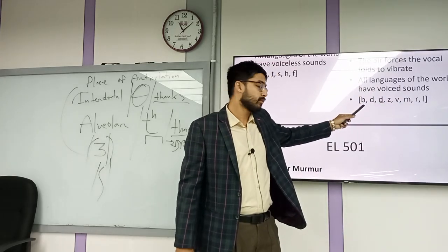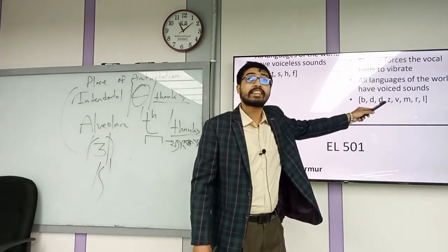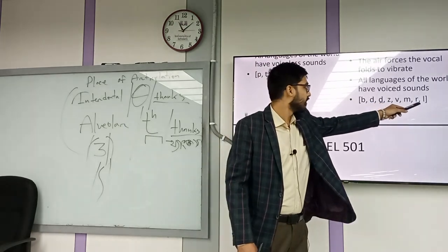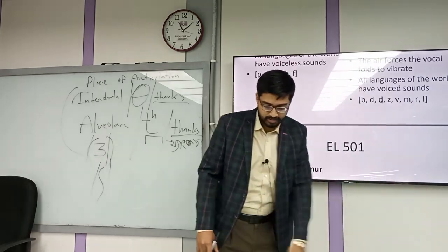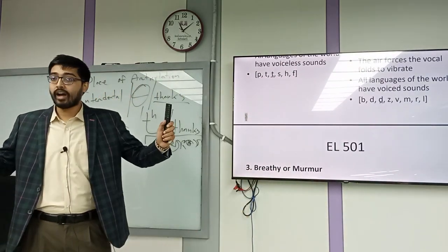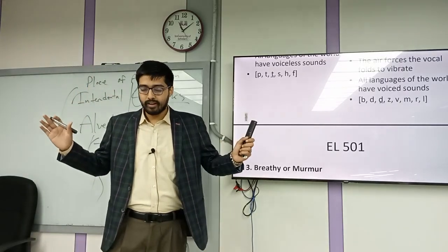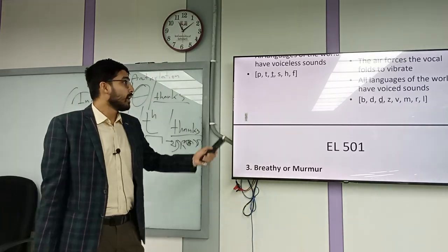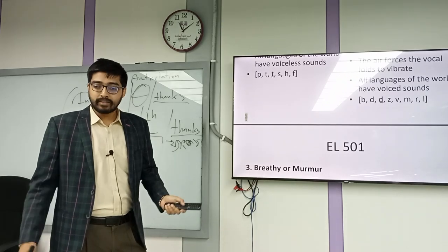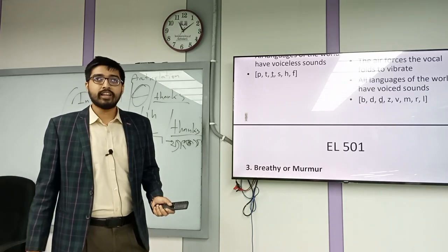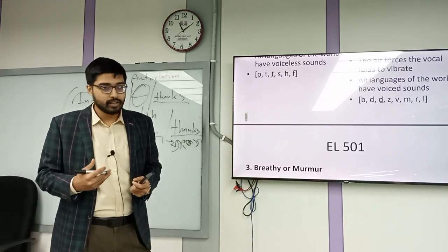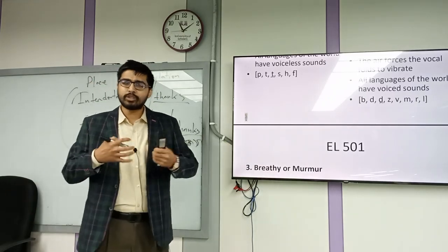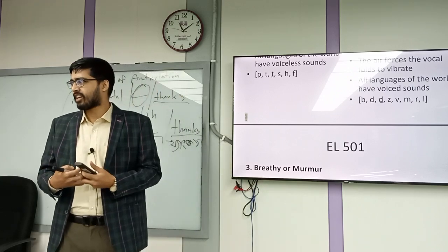All languages of the world have voiced sounds. This is ba, da, za, va, ma, la. Everything is voiced. At least I made you learn something. Now I'm really feeling happy. Basically, it took me 6 months to remember those symbols. These symbols are not very easy because they are so interconnected.